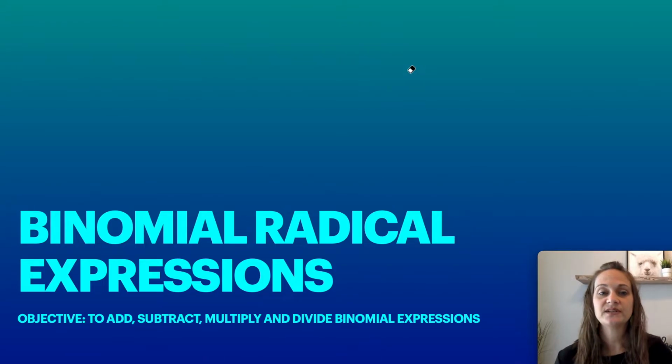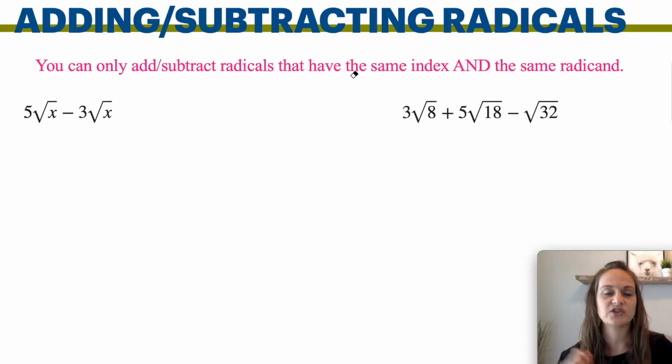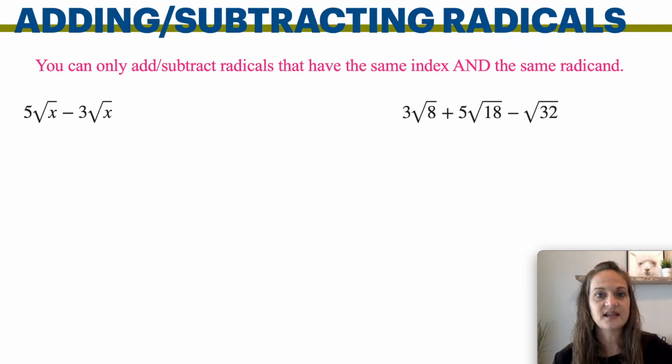In this video, we're going to be discussing binomial radical expressions and how to add, subtract, and multiply them. So adding and subtracting radicals, you only can add or subtract radicals that have the same index and the same radicand. So for example, the index is both a 2, they're both square roots, and the radicand, the number or variable underneath the square root, is also the same.